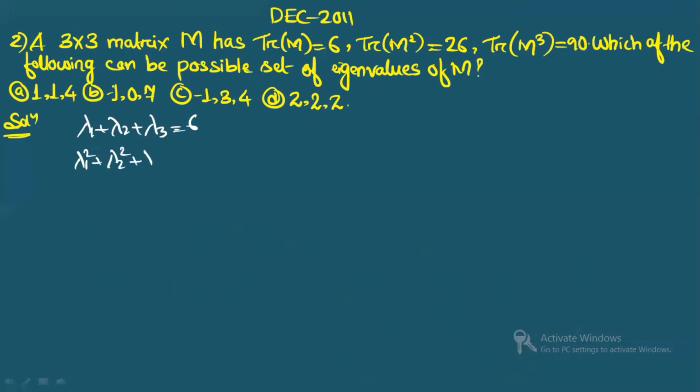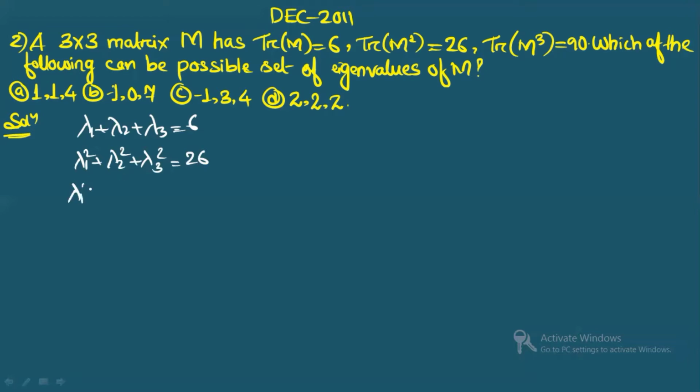If you have any confusion related to the eigenvalues, you can go and check out the video where I have explained the properties of the eigenvalues, and from there you can understand how this is the eigenvalue of this particular matrix M square. Since M has eigenvalues lambda 1, lambda 2, lambda 3, M square will have lambda 1 square, lambda 2 square, and lambda 3 square. So the sum of the eigenvalues will be 26 for M square.